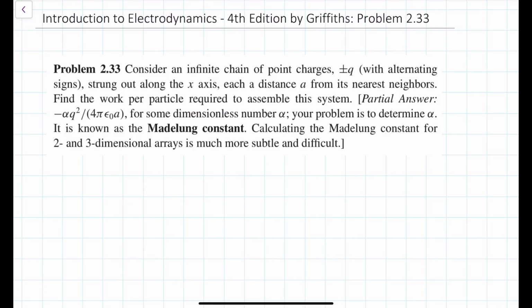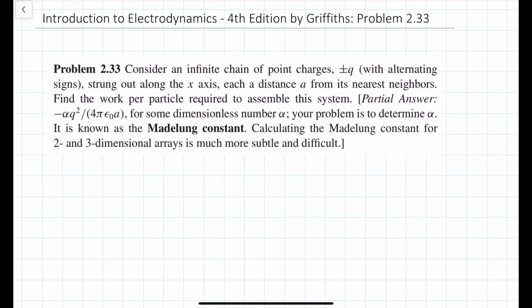Hello everyone, I will be solving problem 2.33 from Introduction to Electrodynamics by Griffiths. The problem states, consider an infinite chain of point charges, plus and minus q with alternating signs, strung out along the x-axis, each a distance a from its nearest neighbors. Find the work per particle required to assemble this system. We're given the partial answer, which is negative alpha q squared over 4 pi epsilon naught a.